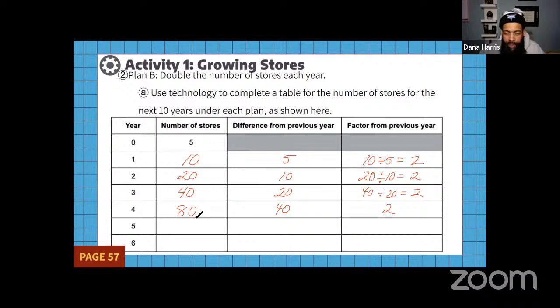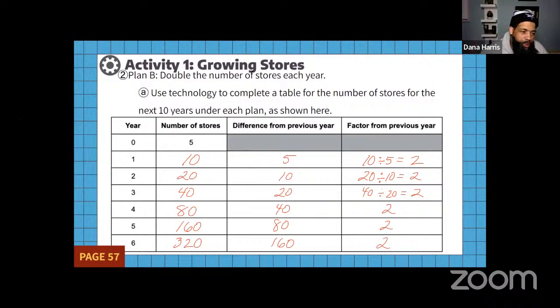For 40 times 2 is 80, or 80 divided by 40 is 2. 80 doubled is 160, right? And now that difference is 80. It has a common factor from the previous year. 160 divided by 80 is 2. And then from 160, we double that to get 320. And now that difference is 160. Still a common factor of 2, okay? So as you can notice, every year, the current year's store, we're multiplying that by 2 each year, okay?